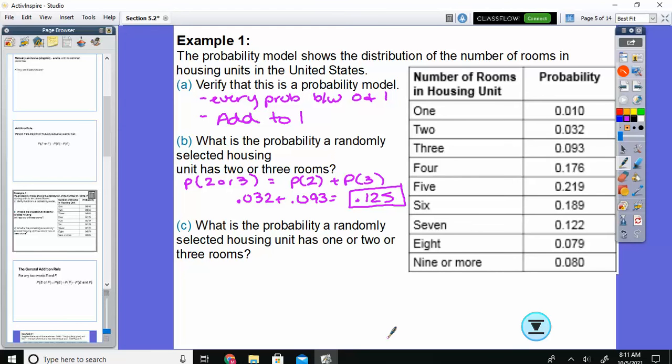C, what's the probability a randomly selected housing unit has 1 or 2 or 3 rooms? What do you think we have to do? Yep, it's probability of 1 plus probability of 2 plus probability of 3, and we get 0.135.